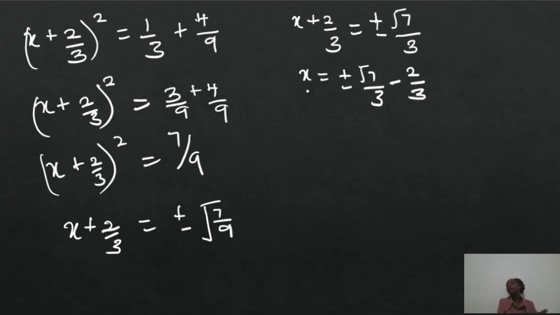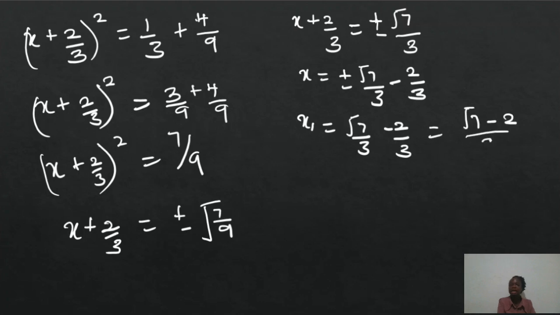So from here we can see that we will end up getting two values of x since there is plus or minus here. So for our first value of x, we are going to get positive root 7 over 3 minus 2 over 3, which can be written as root 7 minus 2 all over 3 since they have the same denominator. And our x2 is going to be negative root 7 over 3 minus 2 over 3. Since they have the same denominator here too, we can write it as negative root 7 minus 2 all over 3.